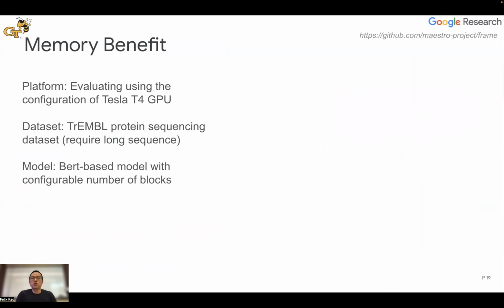So here we are trying to show that flat can optimize the memory requirement for the on-chip buffer. So why is this important? Here we show an evaluation on a Tesla T4 GPU using a dataset of protein sequencing, which often requires long sequences. The model we use is a BERT-based model with a configurable number of blocks. If we can fit more blocks into the GPU, it means we can build a deeper model and potentially have a more powerful model.